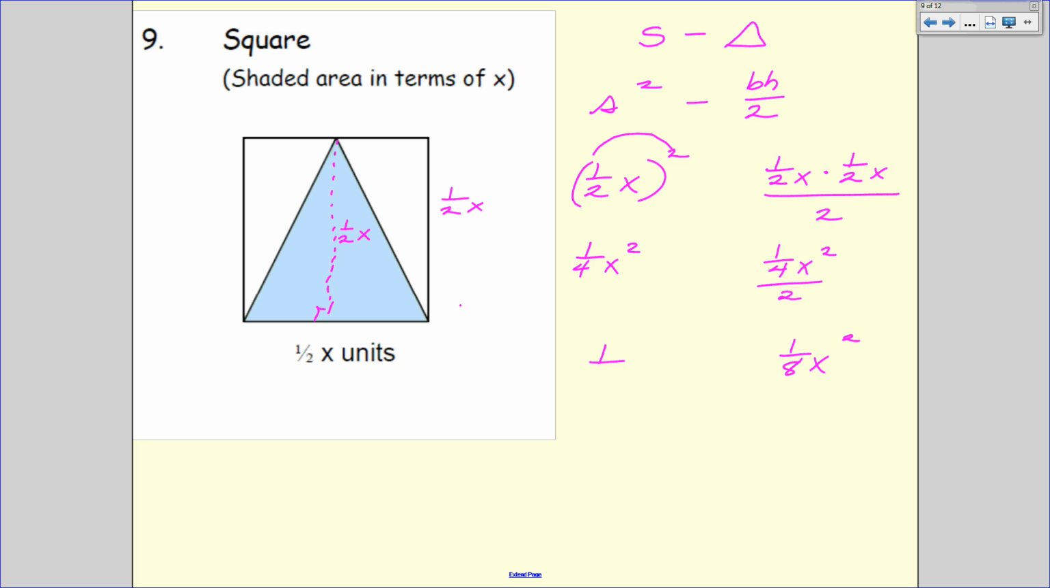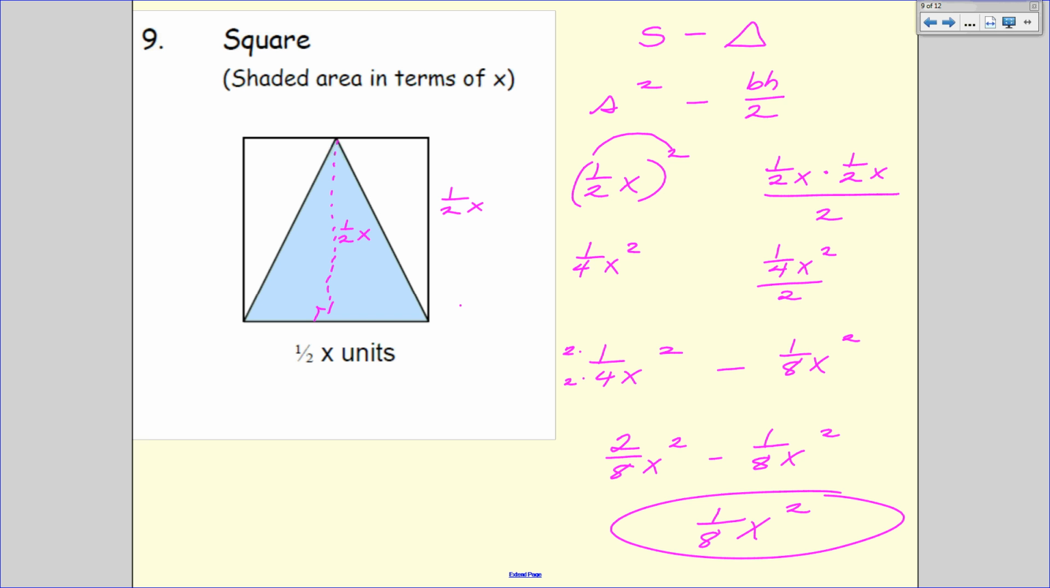So now the square is 1/4 x squared minus the triangle, which is 1/8 x squared. Since they're like terms, that means I need a common denominator. Well, if I multiply the 4 by 2, it gives me 8, so I need to multiply the 1 by 2 also. So this would be 2/8 x squared minus 1/8 x squared, giving me 1/8 x squared. So that would be the area of your shaded region, and this would be units squared.